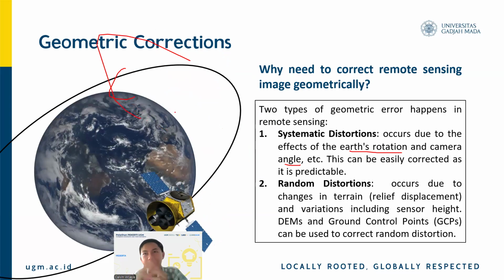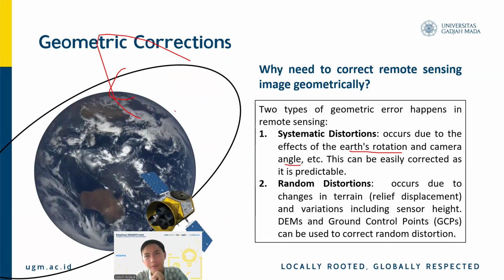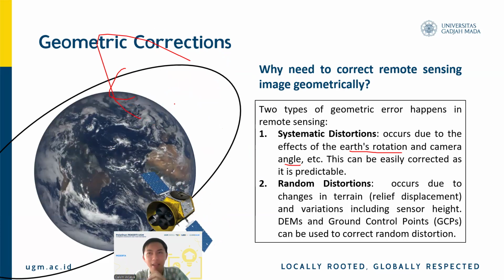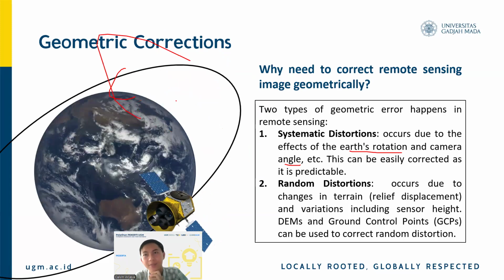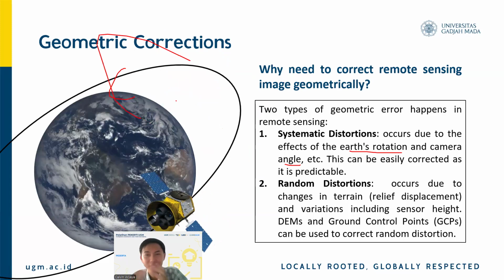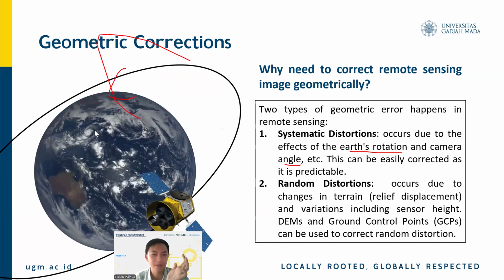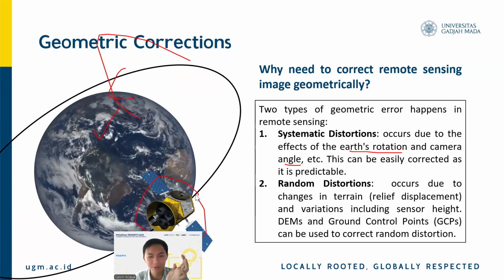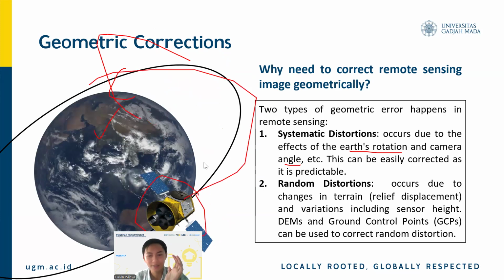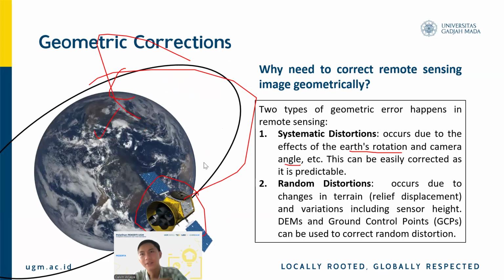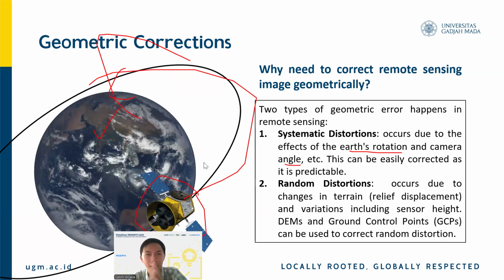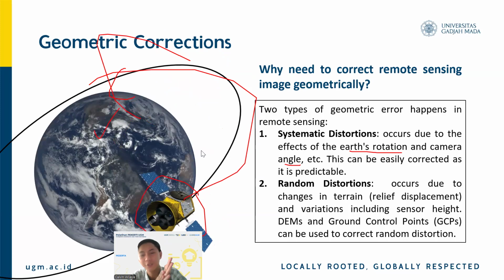And sometimes the position when the satellite is scanning the surface of the Earth is not correct, because this one is rotating and this one is also rotating relative to the Earth. Sometimes it's not in the correct position. So that's why we need geometric corrections.